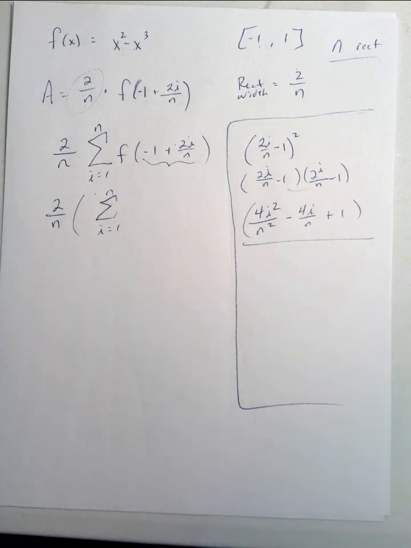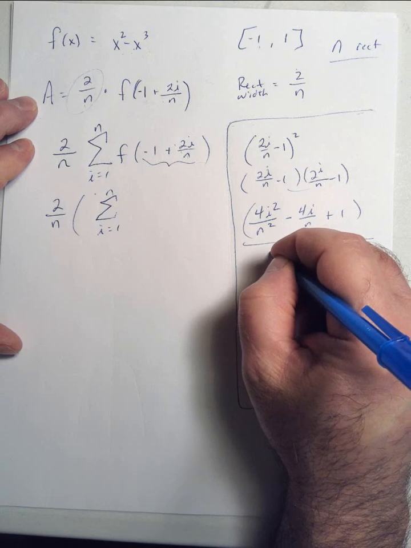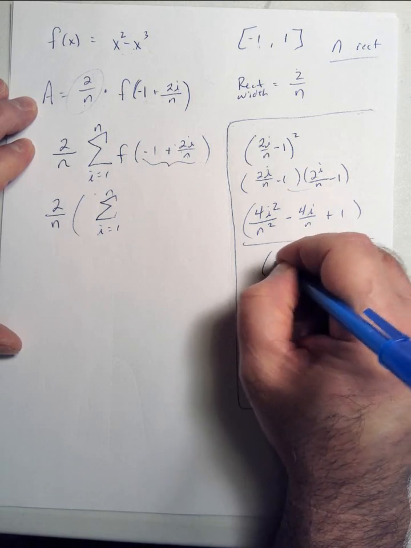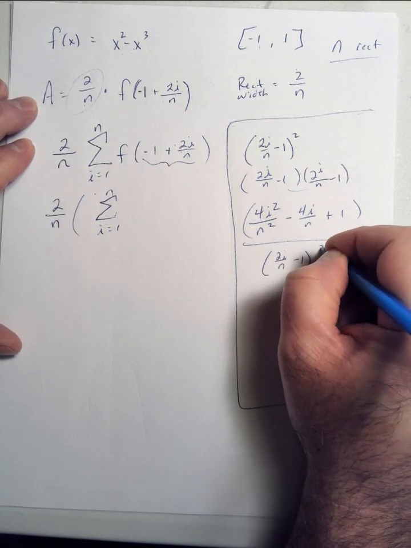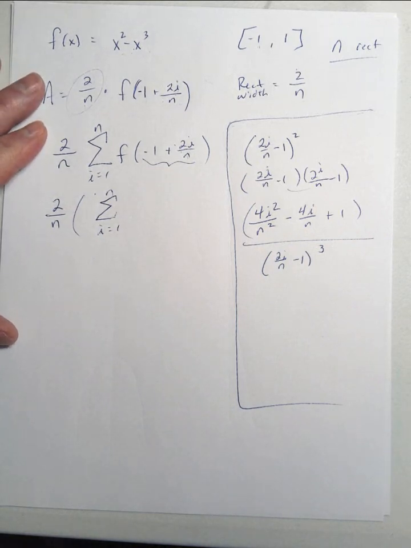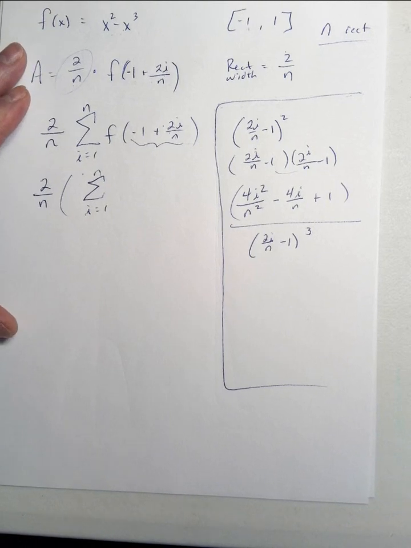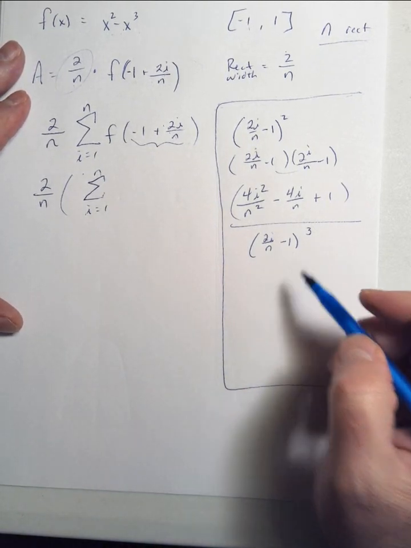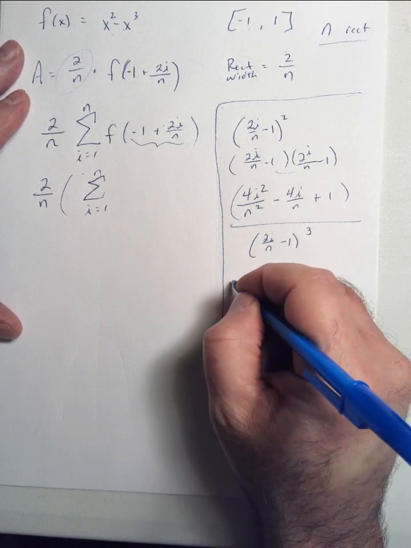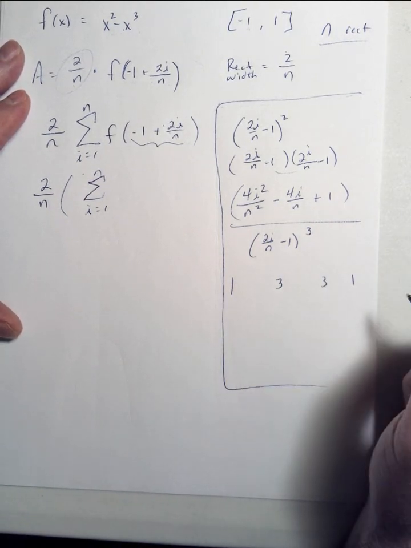And then I have to cube it. So I'm going to take 2i over n minus 1 to the third. And again, this is a question that I have put on previous tests. And it requires you to be able to square and cube. And remember, when we cube, we'll bring in Pascal's triangle. So 1, 3, 3, 1.